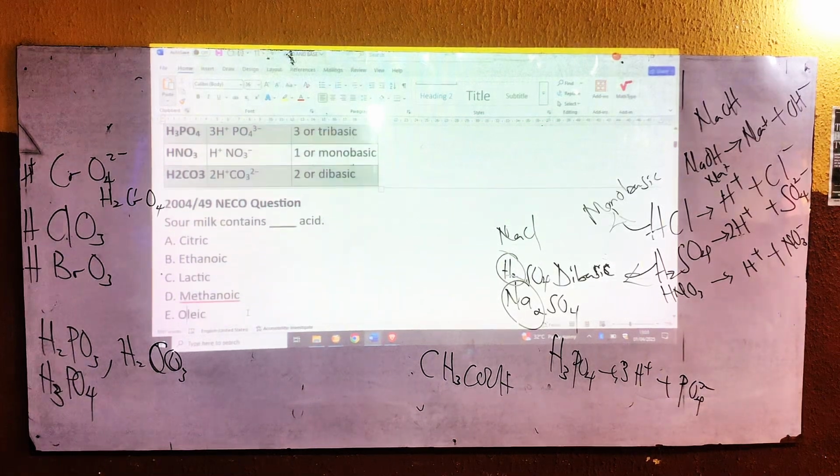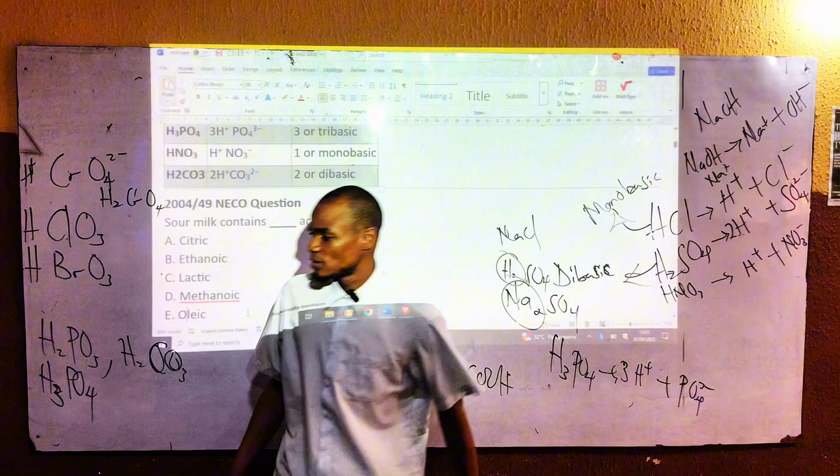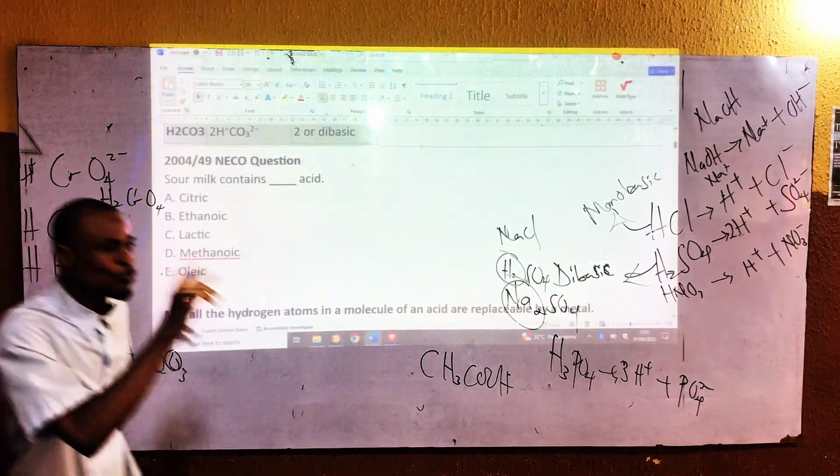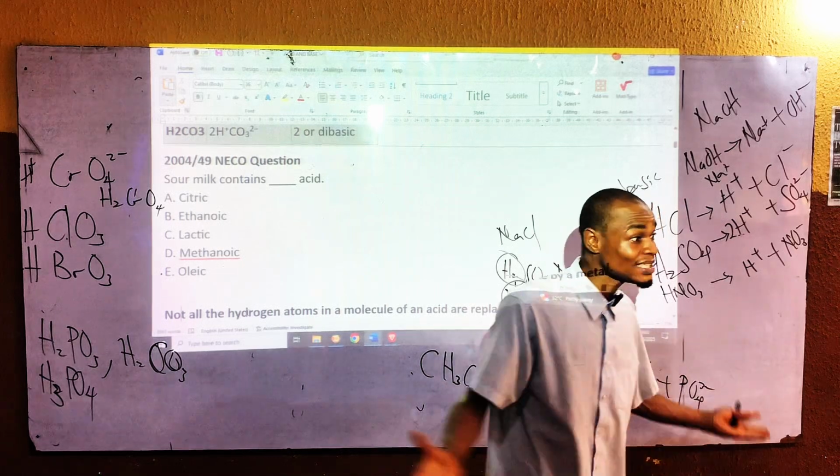Now, solar leaf contains nitric acid, right? Don't even waste time. You pick answers to the chemistry. Why? You don't waste time. You don't answer.